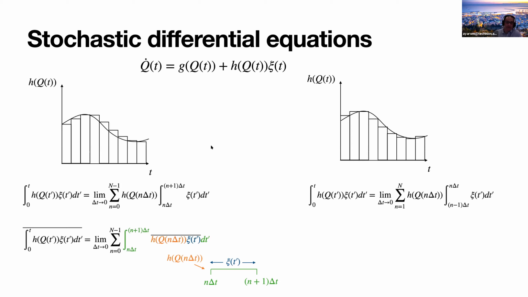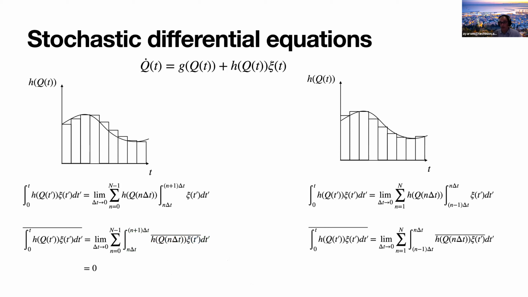Often, because of the differential equation we start with, Q is not going to know anything about what happens in the future of its argument. So under some assumptions about causality, h and Xi are not going to be correlated. The average of h times Xi is going to be 0 if Xi is to the future of h of Q. So in this case, we're going to get 0. On the other hand, if we look at the other version of this integral, then you see that h is to the future of Xi, and therefore, generically, this is going to be non-zero.